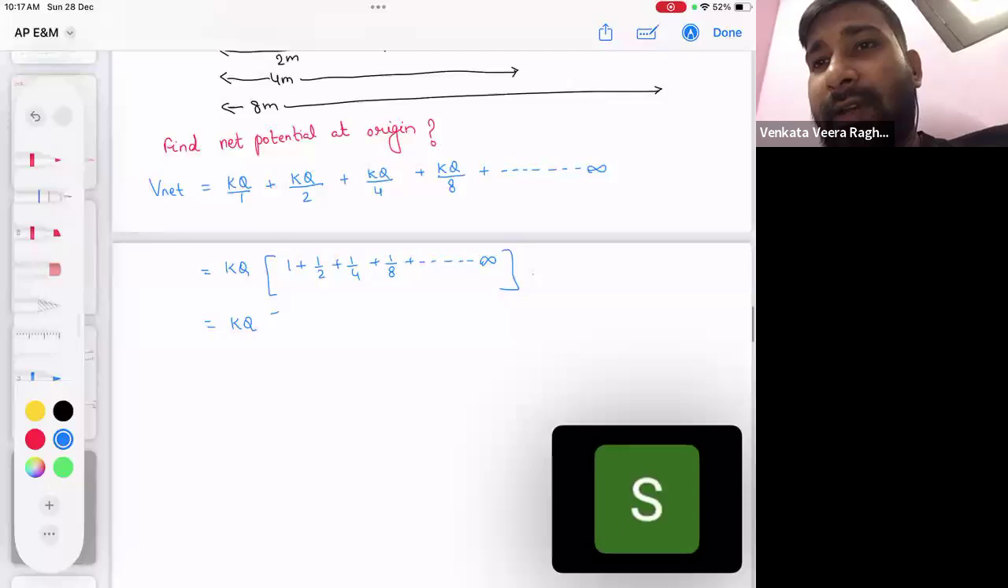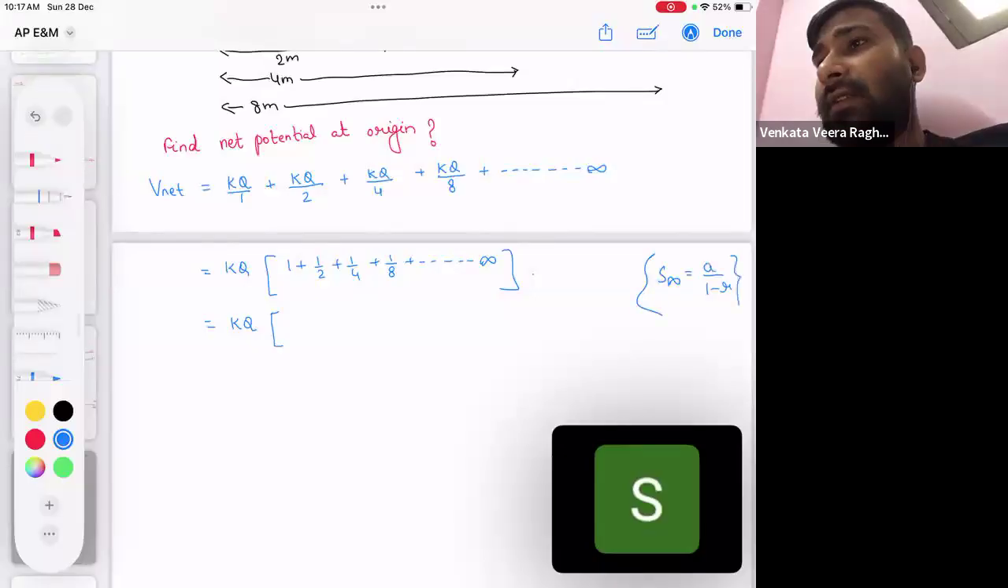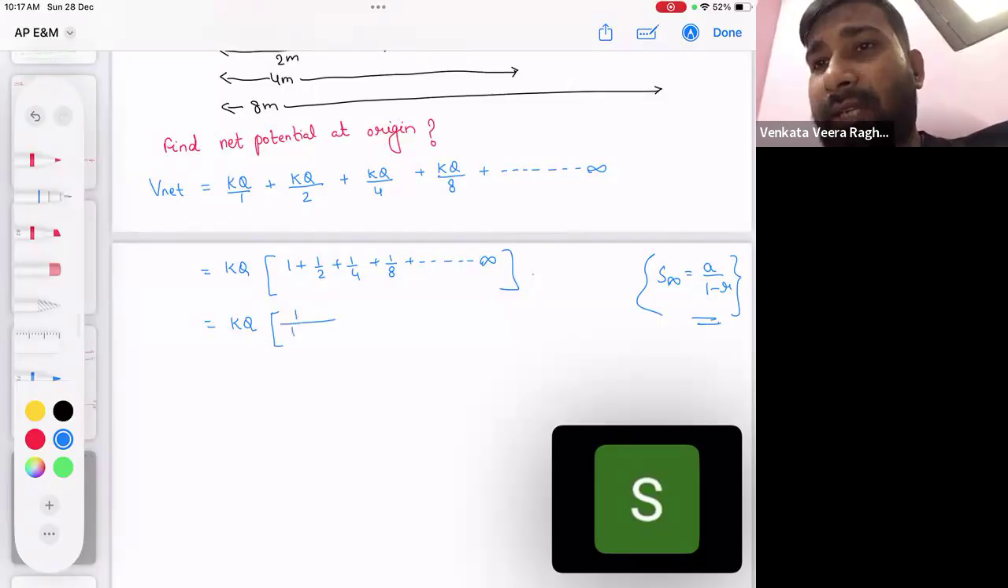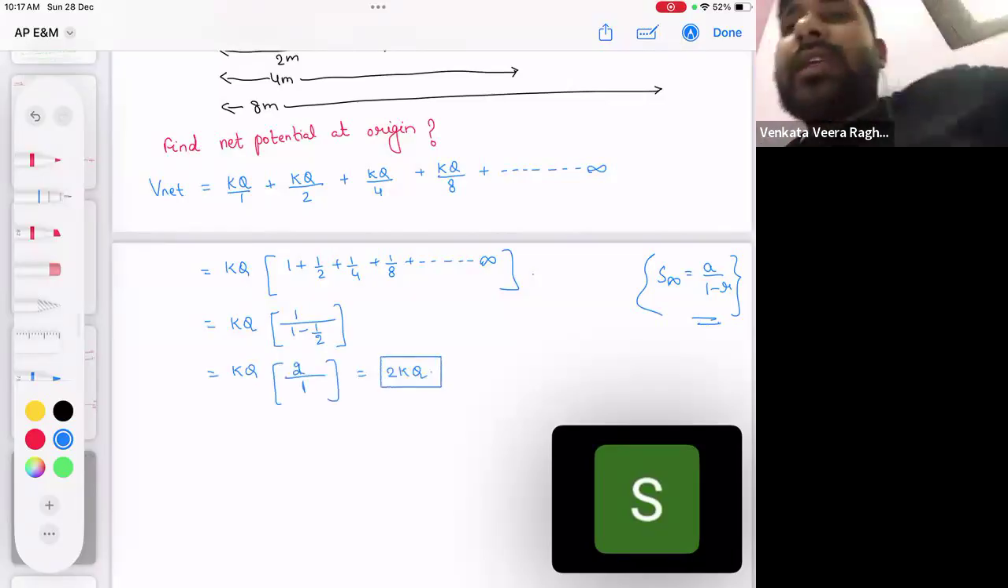So what is the sum of an infinite GP? The sum of an infinite GP is A by 1 minus R, right? So A is 1. What is the common ratio? 1 by 2. So what we have is KQ times 1 by 1 minus 1 by 2. So 1 by 2 it will become. What is our answer? 2KQ. Please tell me, is it clear up to this?